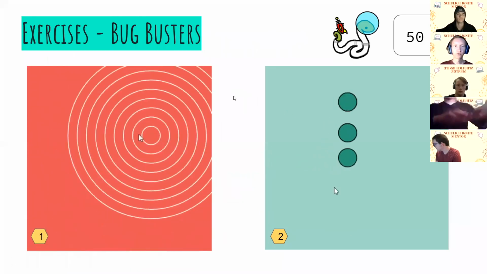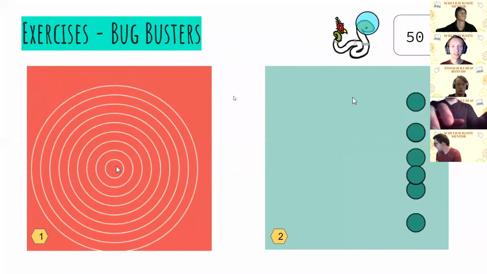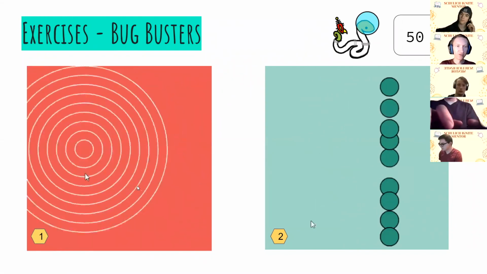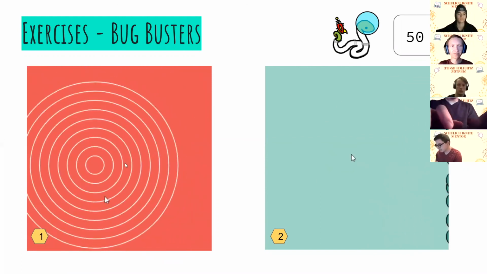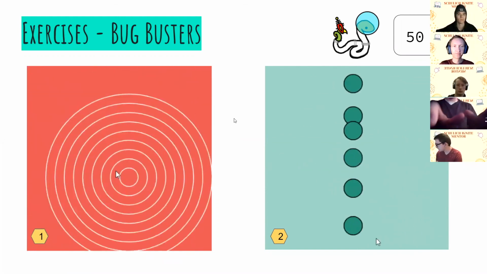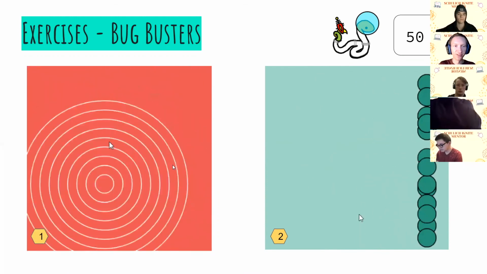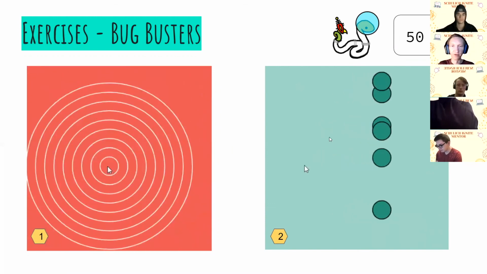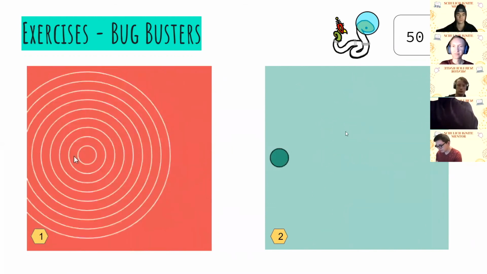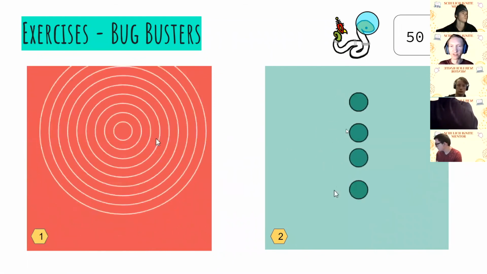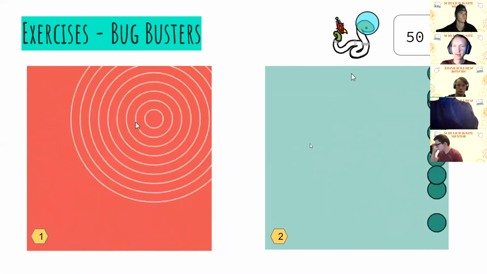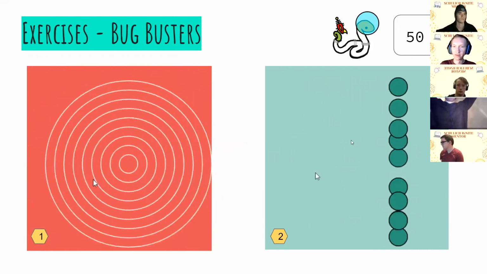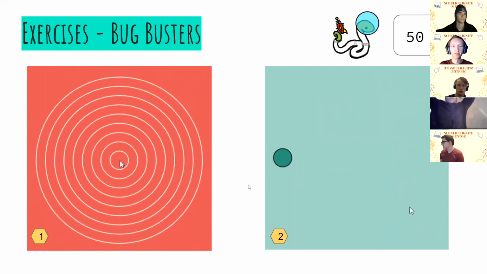Okay, so now we're on to the exercises. For the bug busters, the first exercise here is to draw these concentric circles around wherever the mouse is. Looks a little bit disorienting when it's moving fast, but it's just a whole lot of circles repeated around the mouse. The second exercise, drawing these circles: whenever the mouse is clicked, it adds another circle, and it sets the x position wherever the y position is the same as the mouse y.